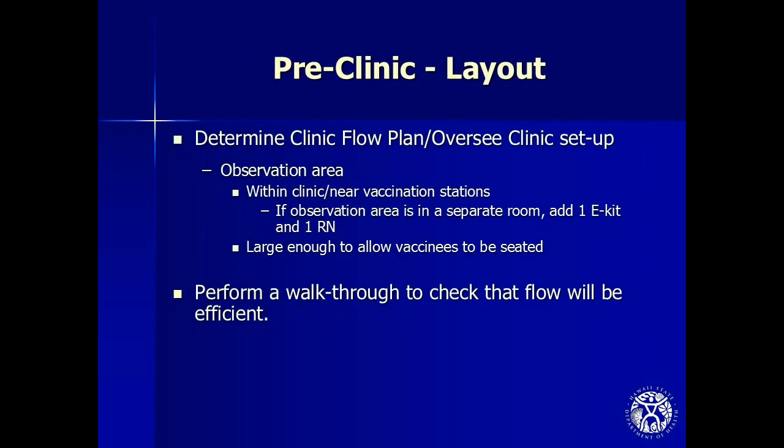The clinic manager will look at the space provided by the school and determine the clinic flow plan and oversee the setup of the clinic. The observation area should be within the clinic, near the vaccination stations, and within sight of the clinic manager. However, this isn't always possible. If the observation area is in a separate room, make sure to add one emergency kit and one RN to that observation area. The observation area must be large enough to allow vaccinees to be seated. The clinic manager must perform a clinic walkthrough before operations begin, to check that flow will be efficient.